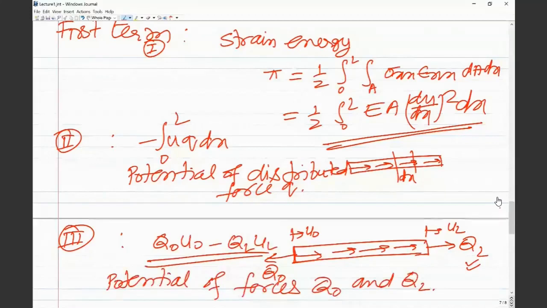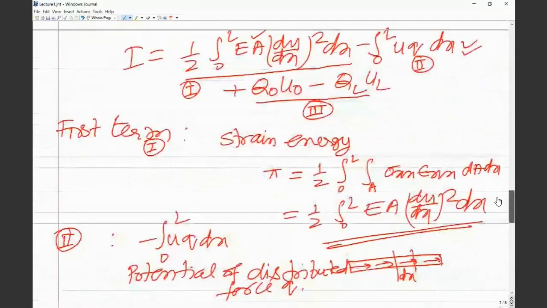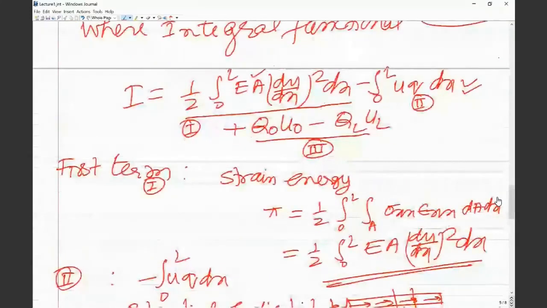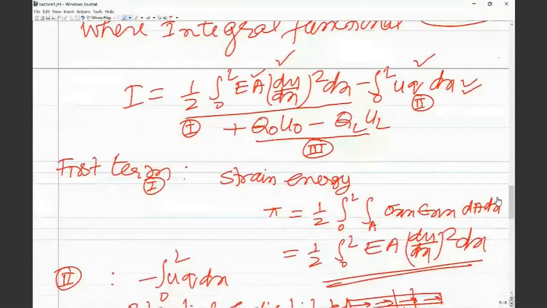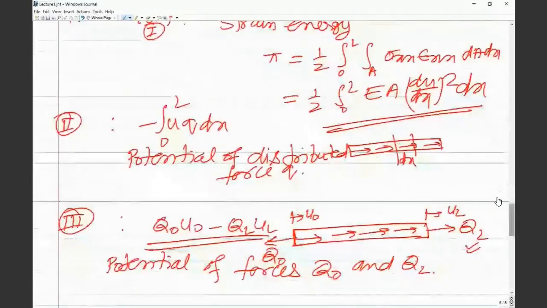So this is the interpretation. The various terms in the integral functional are: the first, the total strain energy stored in the body; the second, the potential of the distributed force Q with the datum as the undeformed configuration of the body; and similarly, the third, the potential of forces Q naught and QL at the two ends, taking the datum as the undeformed configuration of the body. This is the interpretation of the various terms in the integral functional.